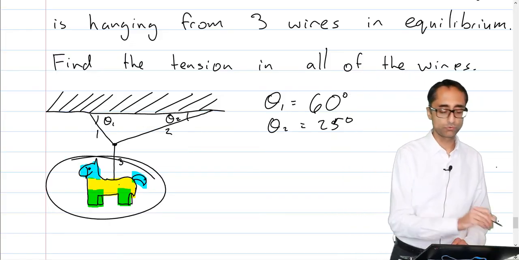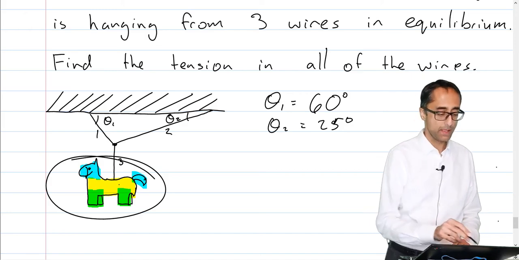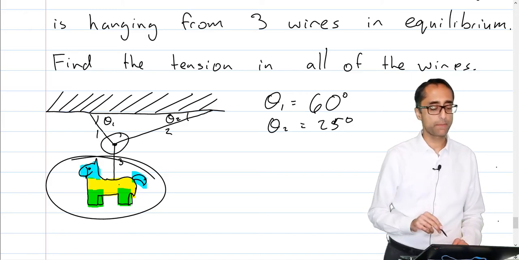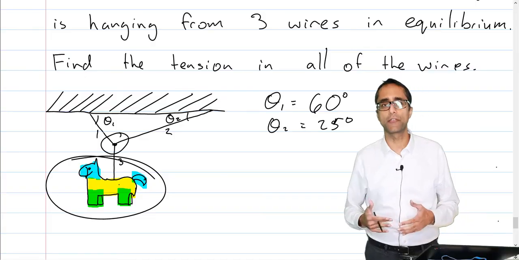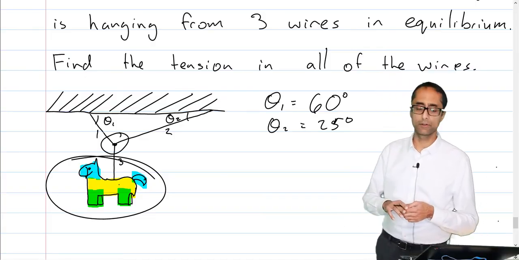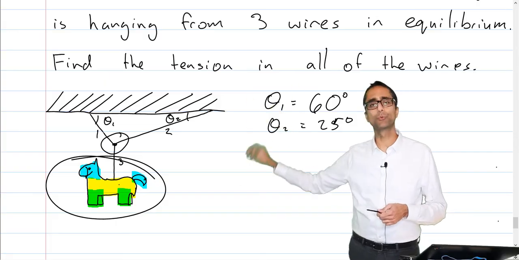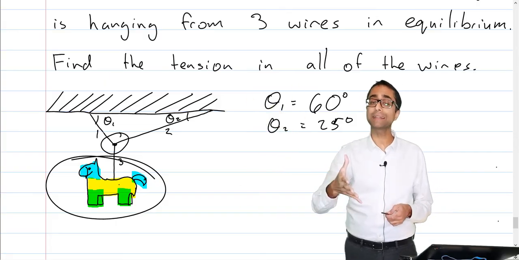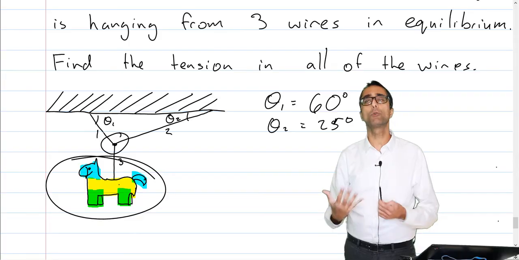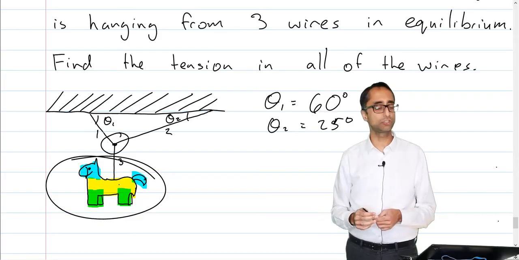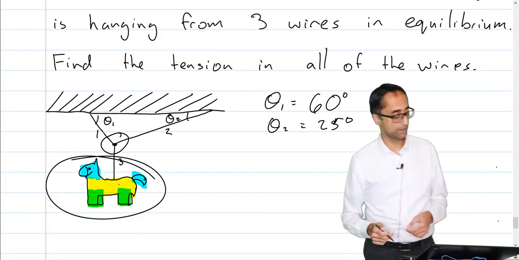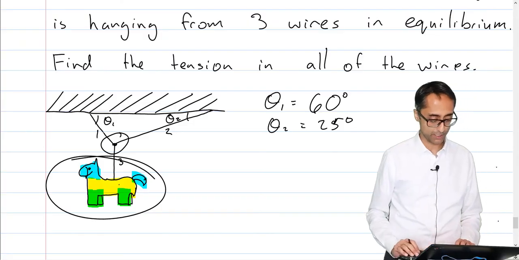And yes, we'll draw a free body diagram of our piñata, but we're also going to draw a free body diagram of that knot there, that node where wires 1, 2, and 3 connect with each other. It's massless, but there are forces acting on that location. And so we're going to draw a free body diagram for that as well. Let's get started.